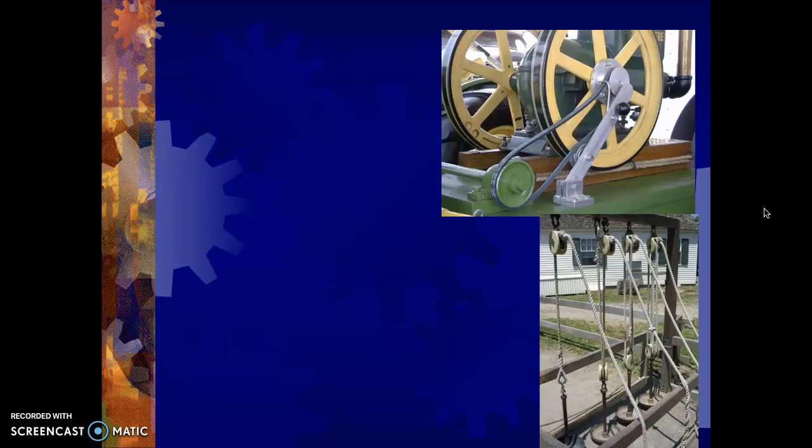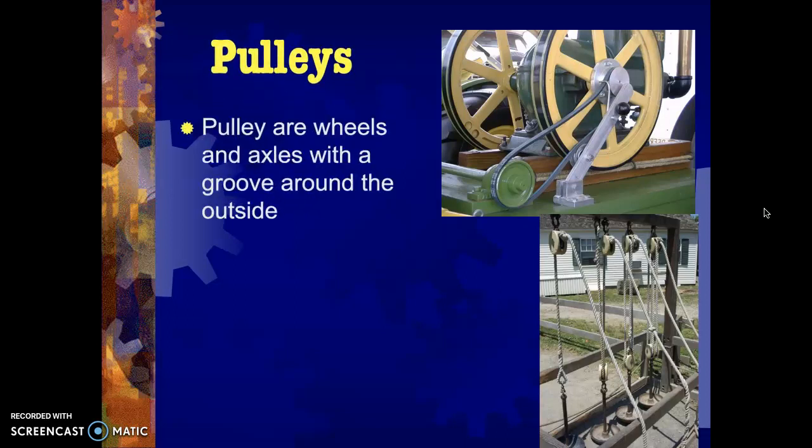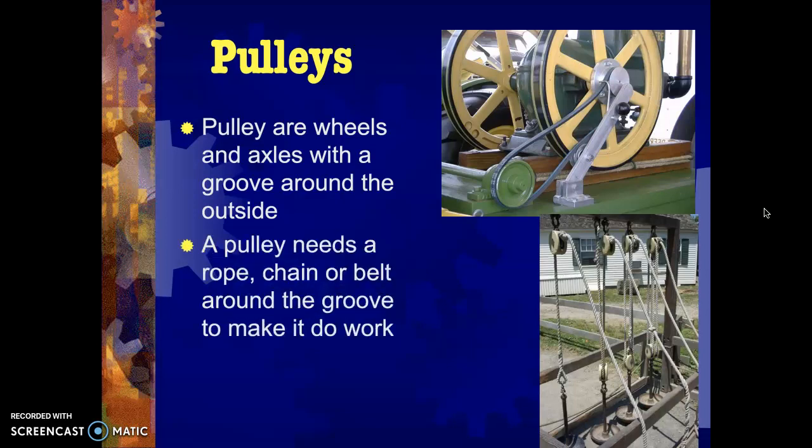The first type of machine, the one that you're going to be working with today, is the pulley. So what is a pulley? Pulleys are wheels and axles with a groove around the outside. So you will see some overlapping here in our simple machines. Again, we're going to have a pulley, which is a wheel and axle with a groove, and within that groove you're going to put a rope, a chain, or a belt to help spin that wheel.